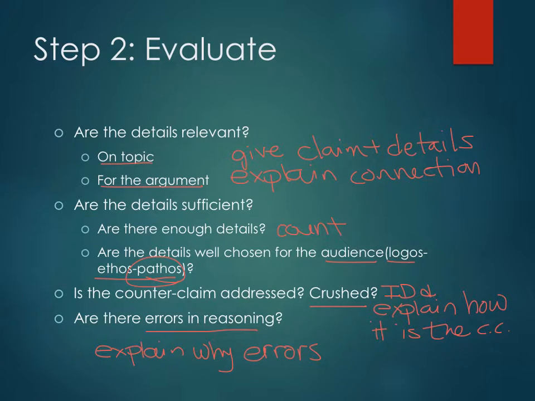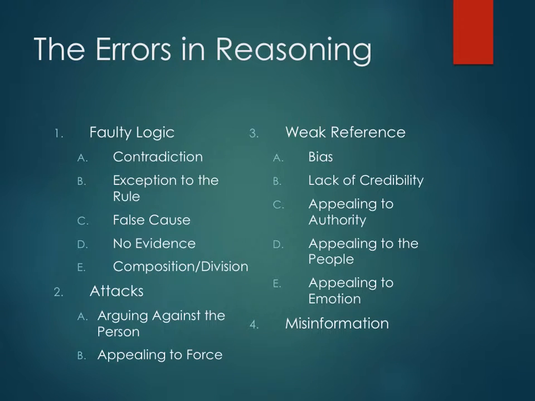Now, the errors of reasoning are a big enough topic that we're going to take a look at them on their own slide. So here we see a breakdown of the errors of reasoning. There are 4 main errors of reasoning, and this is what you'll need to give me. I don't need all the nitty-gritties except through explanation. You should be able to tell me whether or not faulty logic has been used in a text, whether or not an attack has been made in a text, whether or not a weak reference has been made, or whether or not there is misinformation in a text. Beyond that, you can simply explain. You don't need to have the exact terminology correct, but these are some examples that you could work with.